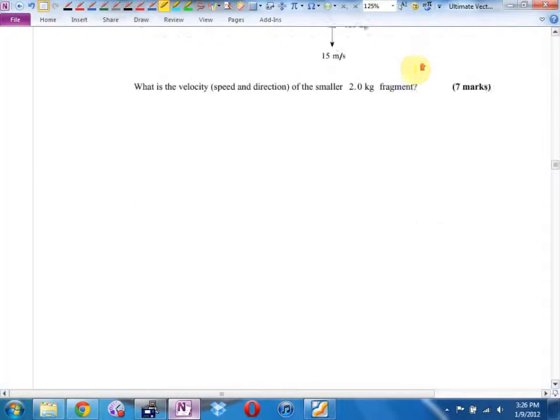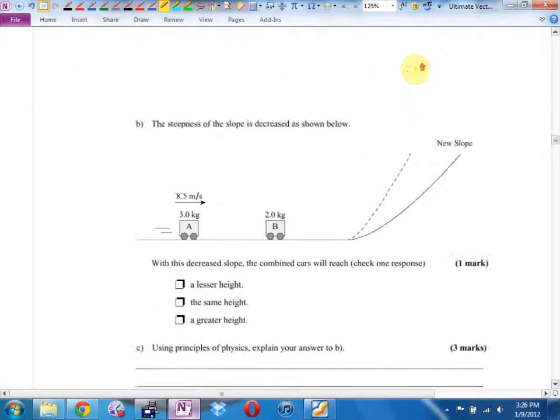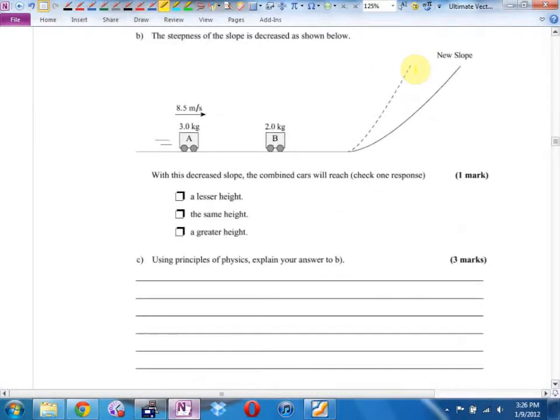Here, same height. Why? Masses cancel when you do energy. Oh, sorry, not masses cancel. In this case, change in height, the new slope is different. Energy is a scalar. It doesn't matter whether the slope is that steep or really steep, they're still going to get to the same height. That's the nice thing about energy being a scalar, as long as your slope is frictionless, which this question mentioned. That's more of an energy question, though, so that belonged on the previous test.